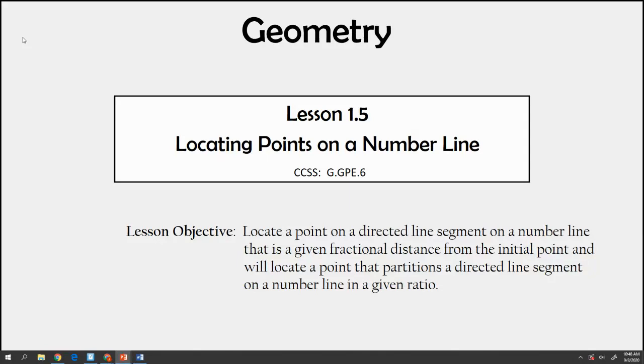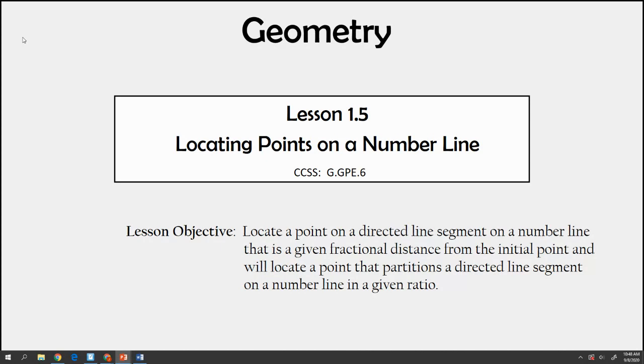All right, today we're going to work on lesson 1.5, which is locating points on a number line. It's not quite as easy as it may sound. It's not all that tough either, but our job is going to be to locate a point on a directed line segment or on a number line that's a fractional distance from the initial point. And we're also going to work on locating points that will partition a line segment into a given ratio.